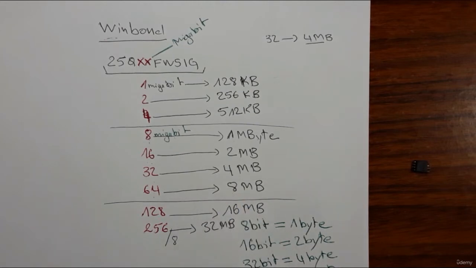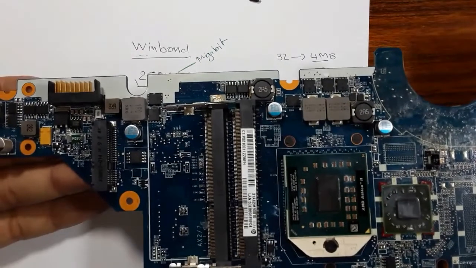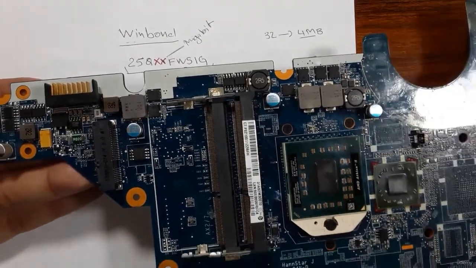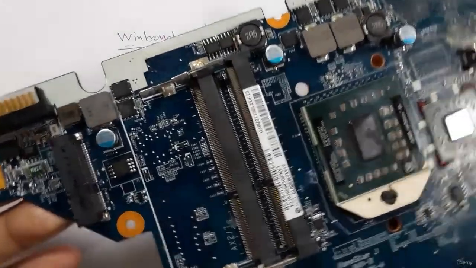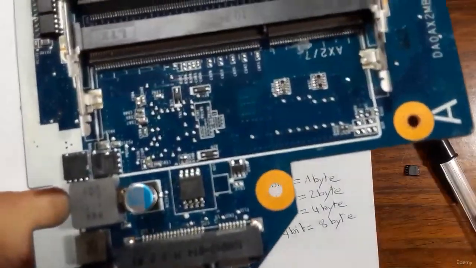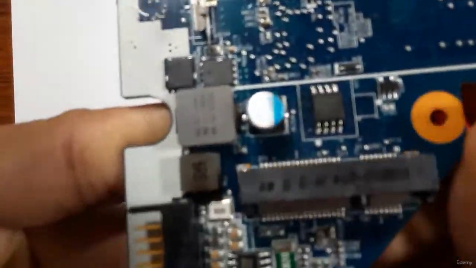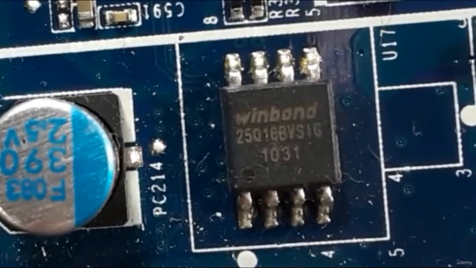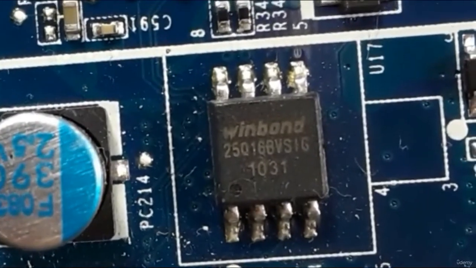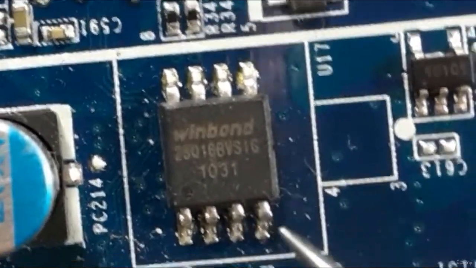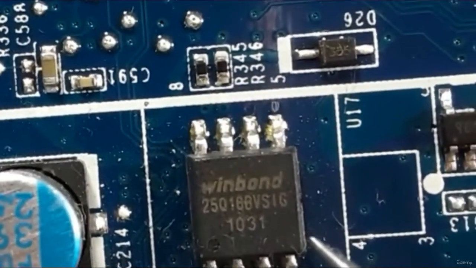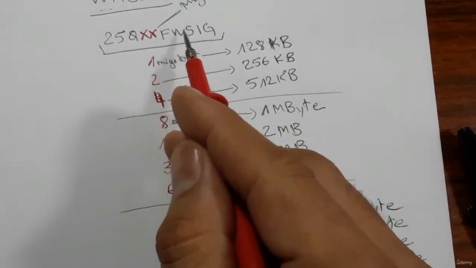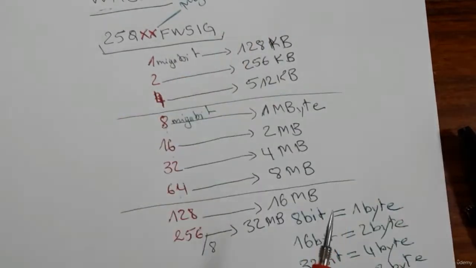Okay, so let's check some BIOS ICs. Here, as you can see in this motherboard, this is the BIOS IC. So let's check its size. As you can see here, we have 25Q16 BVS. Here you can find BVS or EEPROM, no problem.